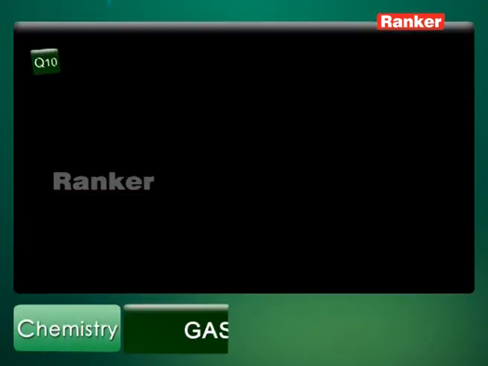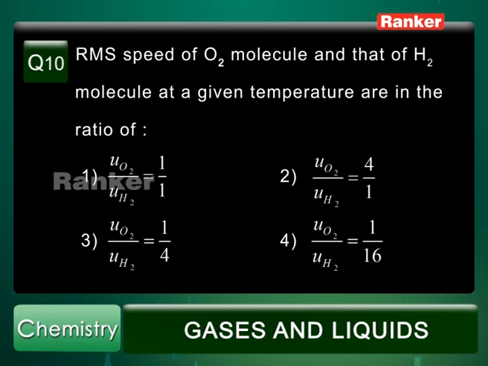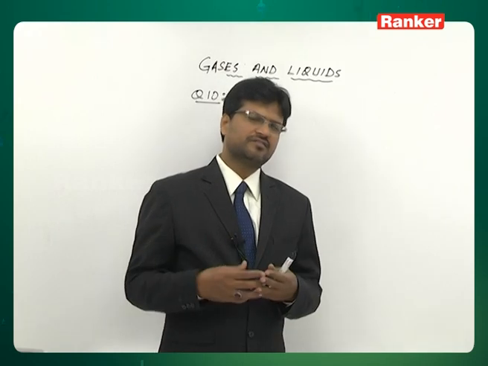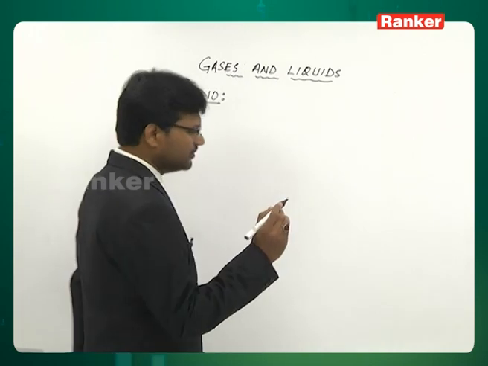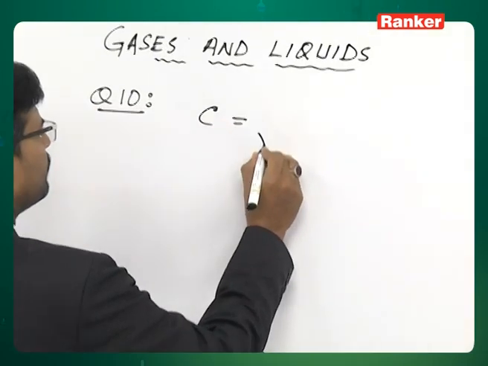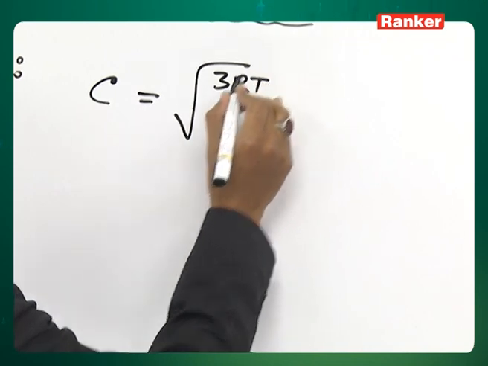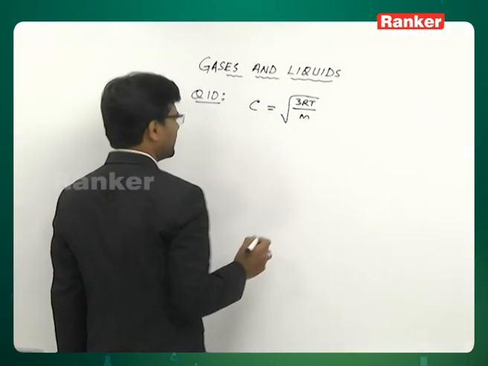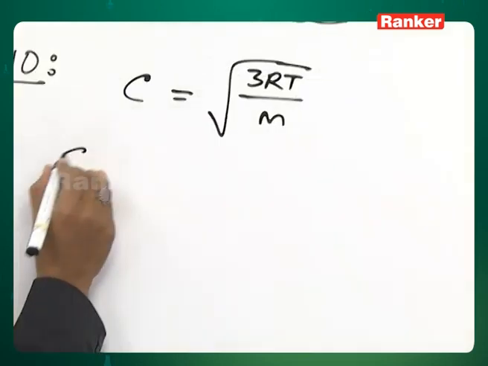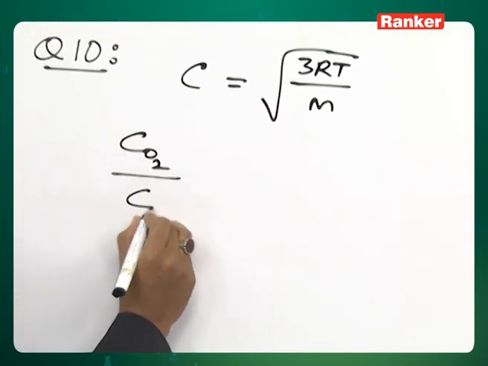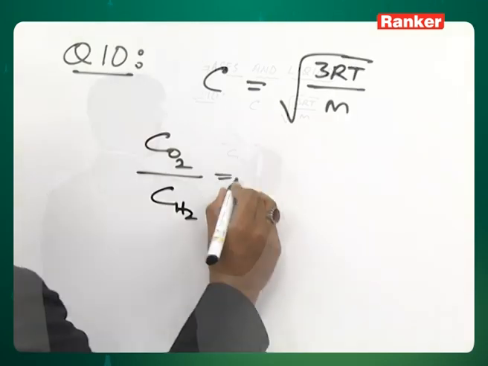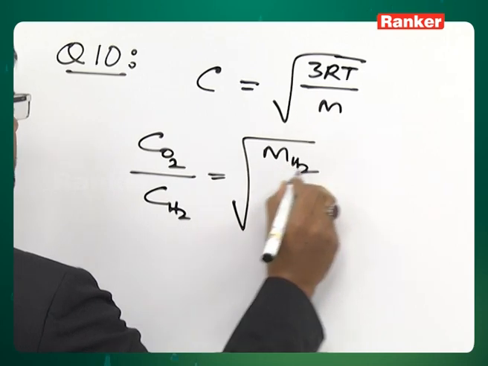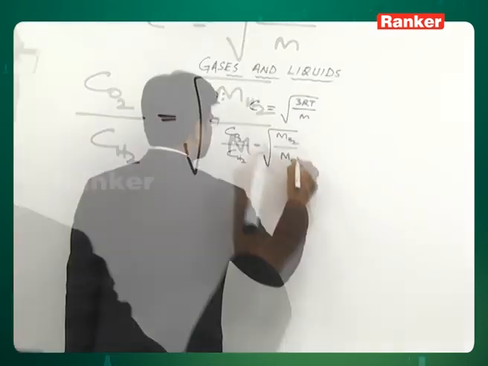Question number 10. RMS speed of oxygen molecule and that of hydrogen molecule at a given temperature are in the ratio of. See here, there are two gases, oxygen and hydrogen, both maintained at same temperature. You are asked to compare their RMS velocities. This is the formula, C is equal to root over 3RT by M. This is the formula used to calculate RMS velocity. When you are comparing, you can say CO2 and CH2, RMS velocity of oxygen to the RMS velocity of hydrogen. This is equal to root over MH2 by MO2, where M stands for molecular mass.